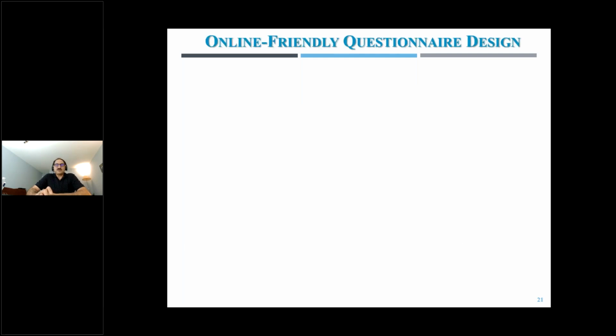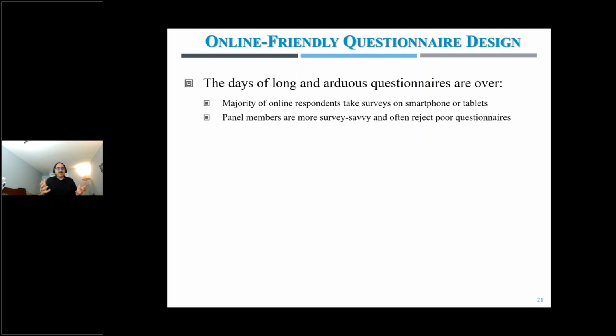In terms of online questionnaire, again, an important feature with online samples, it's important to recognize that the days of long and arduous questionnaires are over. Most of these panel members take surveys on smartphones, and I don't have to tell you how limited that space is for survey design and administration. And the other thing is that most of these panel members are pretty survey savvy, and as soon as they see a poorly designed questionnaire, they just walk away.